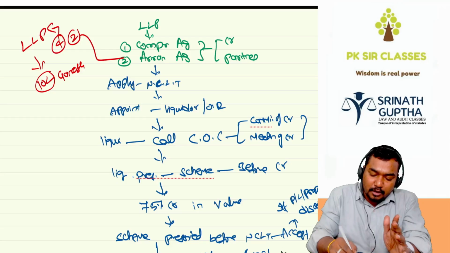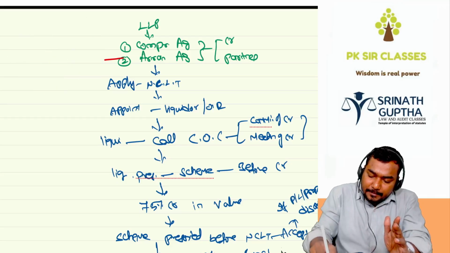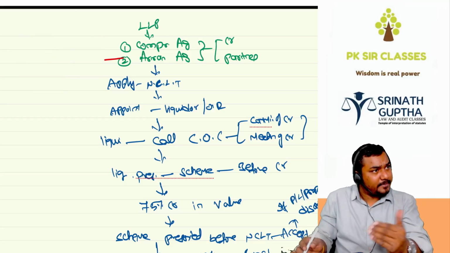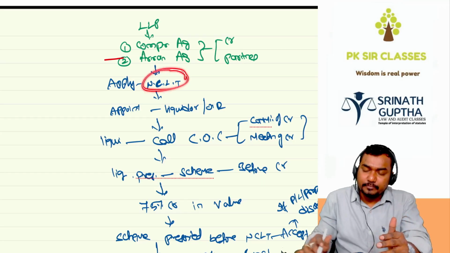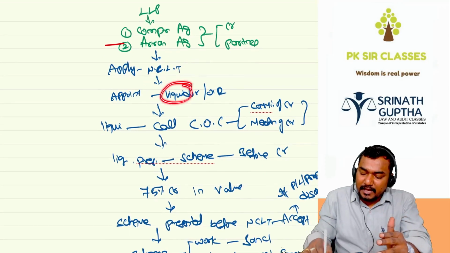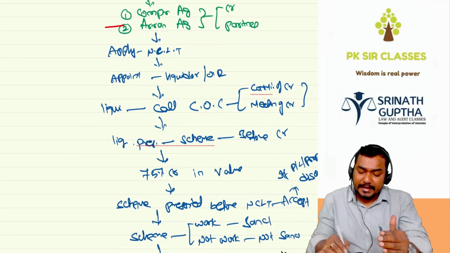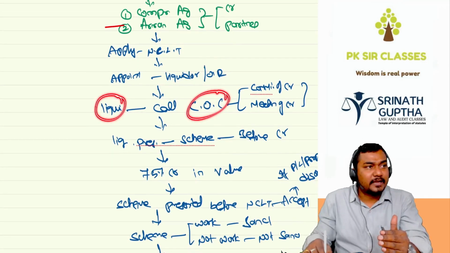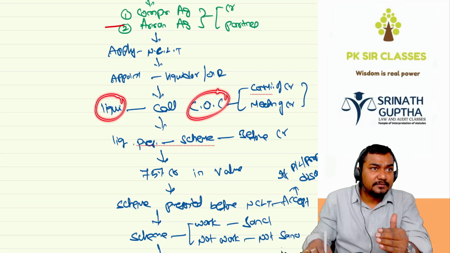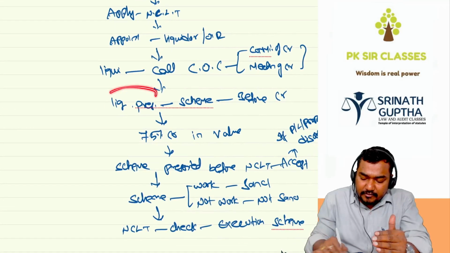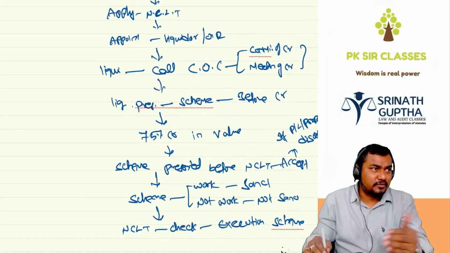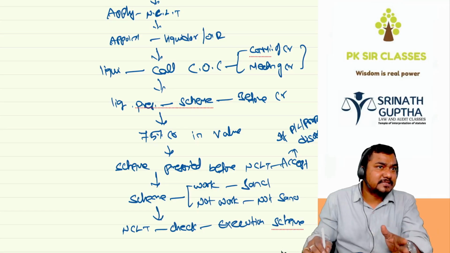If you want to go for the compromise and arrangement agreement, the proposed person, that can be a partner, that can be the LLP, that can be a creditor, has to make an application to NCLT. NCLT will appoint the official receiver or the liquidator. The liquidator will call for the meeting of the creditors, and the liquidator will frame the scheme. The scheme is, so we can't pay 10, we can pay maximum 6 or 7.